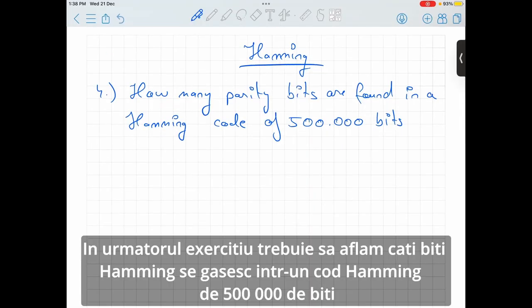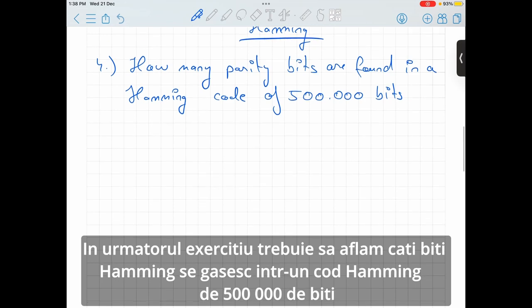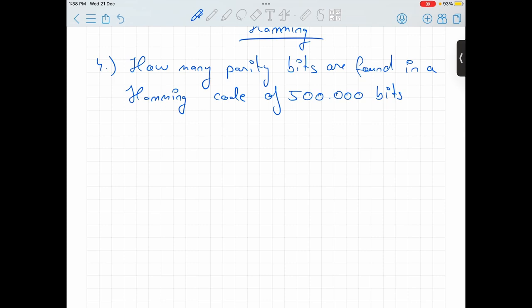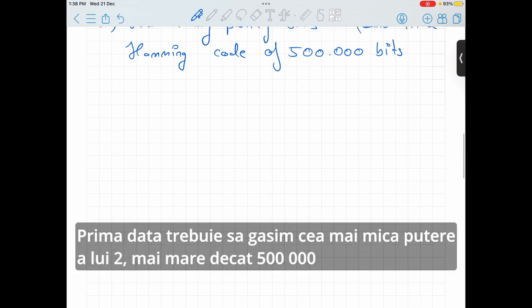In the next exercise, we need to figure out how many parity bits are found in a Hamming code of 500,000 bits. So, first we will have to find which power of 2 is smaller than 500,000.